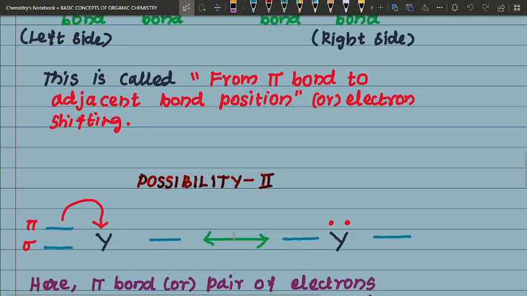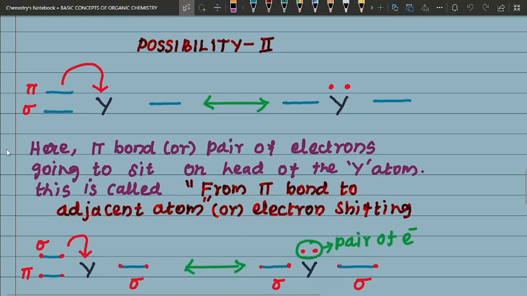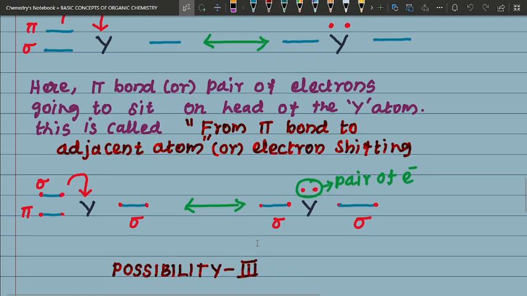Please, if you do not understand, watch the video again. Possibility 2. Here the pi bond, or pair of electrons, goes to sit on the head of the Y atom, the Y organic atom. This is called from pi bond to adjacent atom, or electron shifting. Let's see below. See the example. See here, the pair of electrons goes to sit on the Y organic atom.